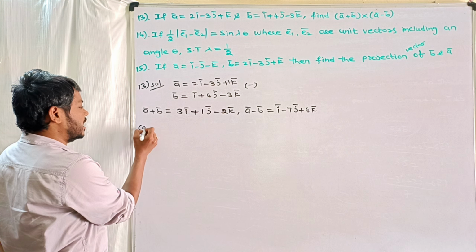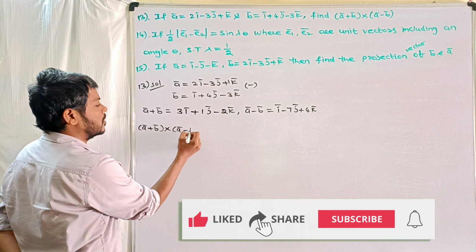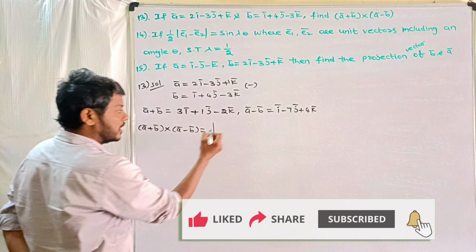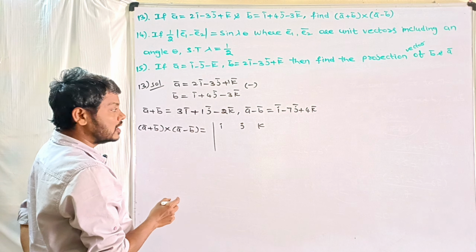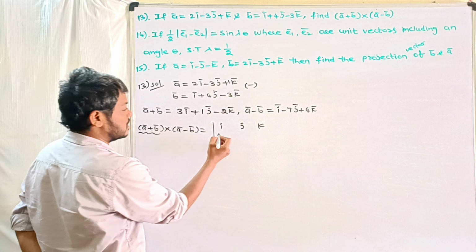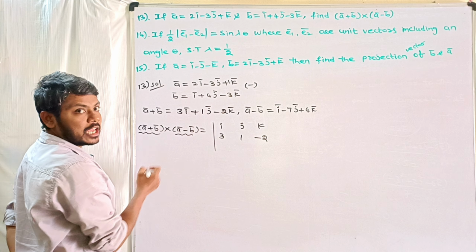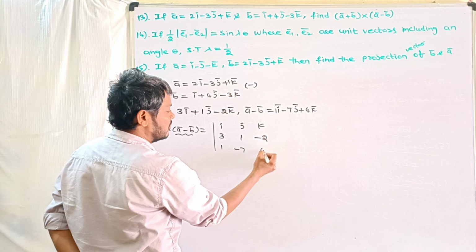Now we can find A bar plus B bar cross A bar minus B bar. So which is cross product, meaning determinant, first row is i, j, k. And what is the second row? A bar plus B bar coefficients, that is 3, 1, minus 2. Next one, A bar minus B bar coefficients, that is 1, minus 7, 4.